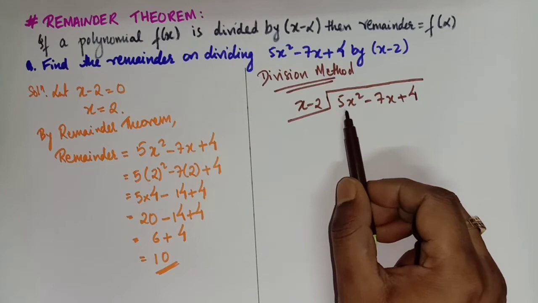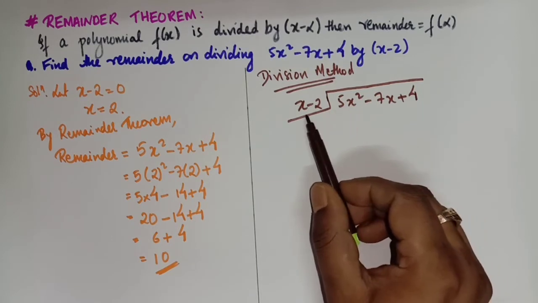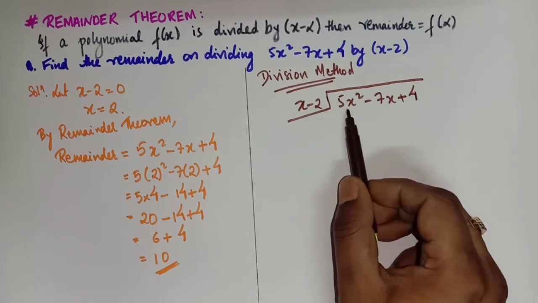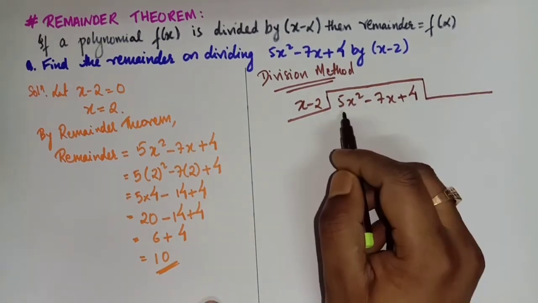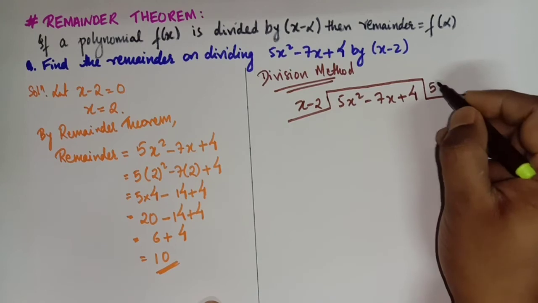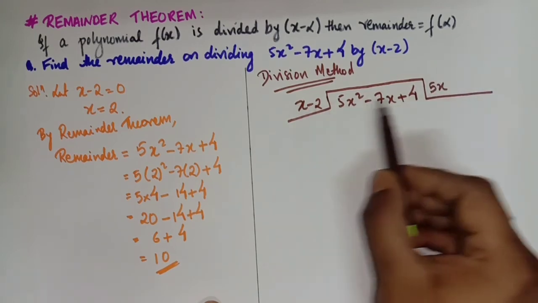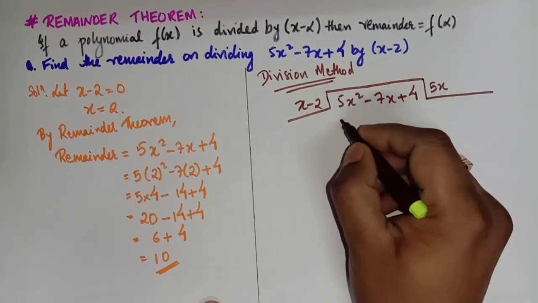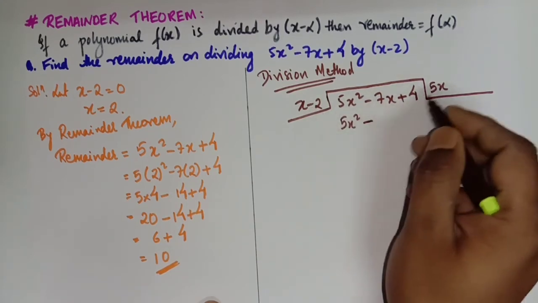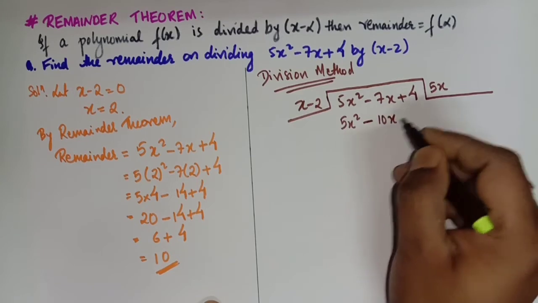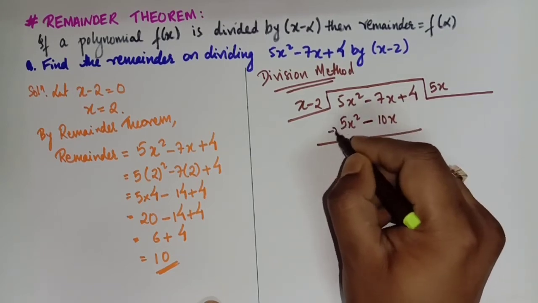Whatever I have at first, I have to make that. So here I have x, that means I have to make 5x squared. By what will you multiply to get 5x squared? If I multiply by 5x, x into x is x squared, so it will be 5x squared. Minus plus, it will be minus. 5 twos are 10x. So this will be a minus.